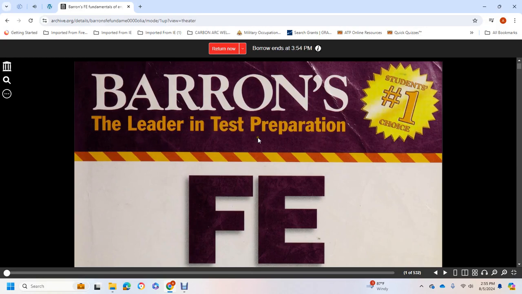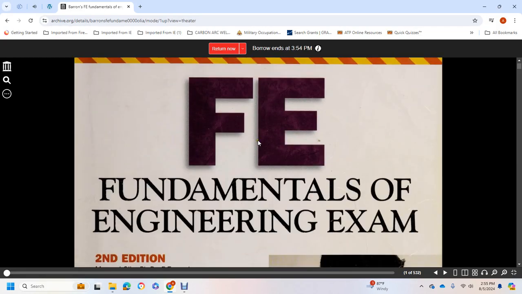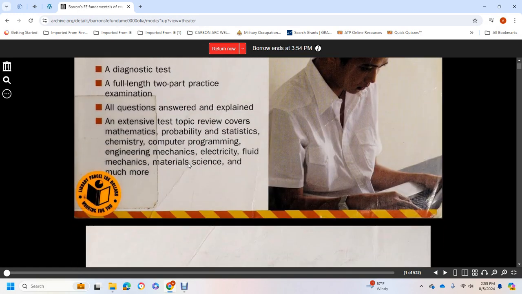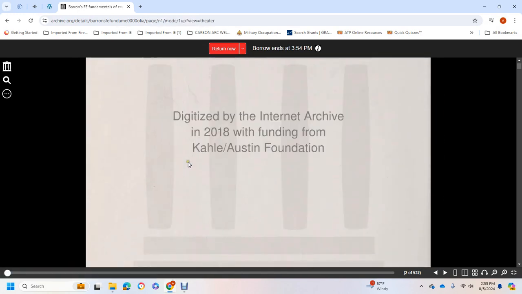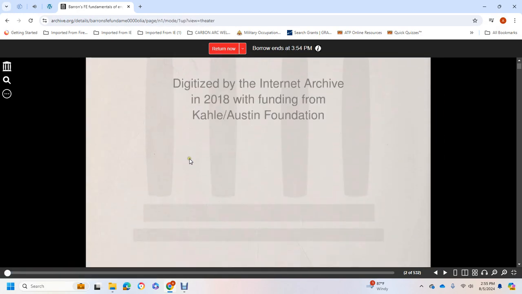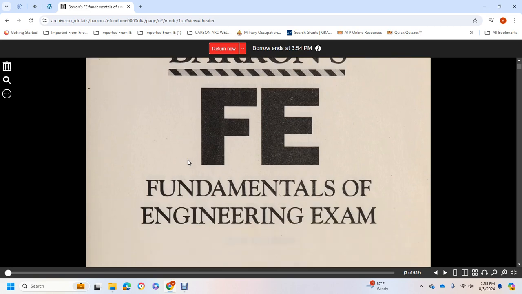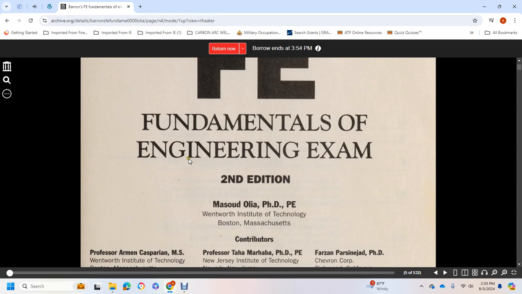Barron's, Leader in Test Preparation. FE Fundamentals of Engineering Exam, 2nd edition. Mas'ud Al-Lamia, PhD, Professional Engineer, and contributing authors. Digitized in the Internet Archive in 2018 by the Cal Austin Foundation. Barron's Fundamentals of Engineering Exam, 2nd edition. Copyright 2008 Barron's Educational Series, Incorporated.